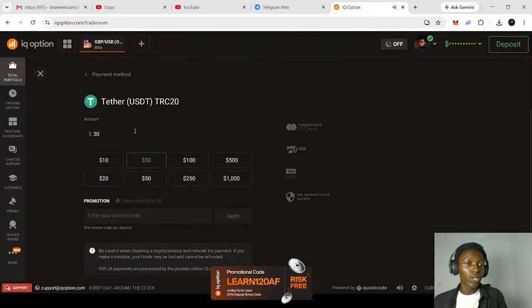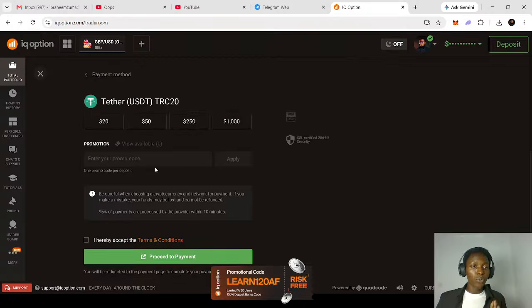If it is $40, you can just use your keyboard and type $40. As you can see, you can increase or decrease the amount, but it cannot be less than $10. So the minimum deposit amount is $10. If it is $100, you just click it.